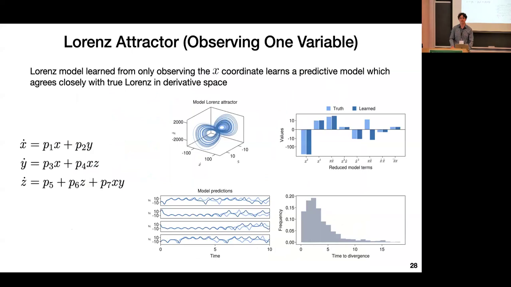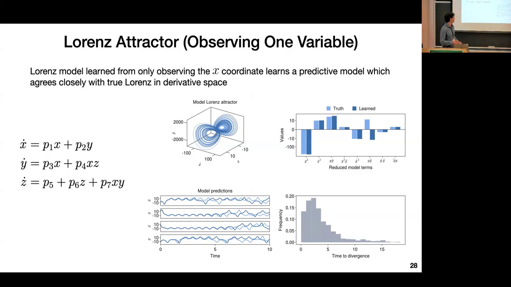Okay, it turns out in the literature on partial observations, learning the Lorenz attractor from just the x coordinate is a much harder problem. It usually takes much more compute power and model searches to nail down the form, and oftentimes algorithms actually don't find the correct form.